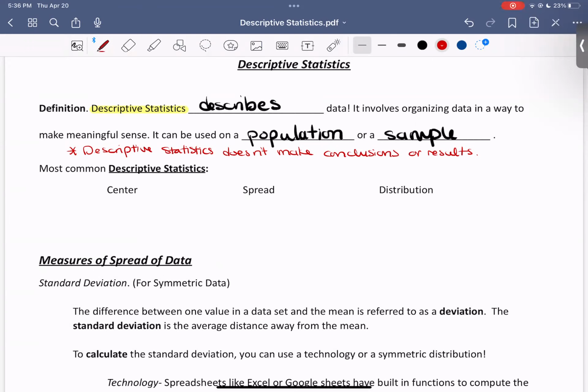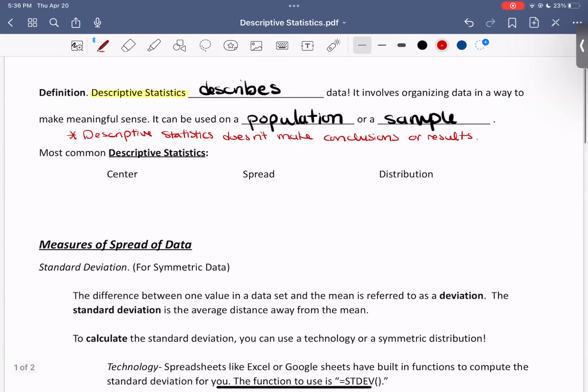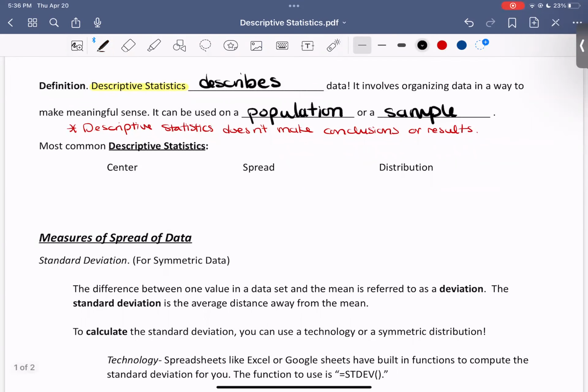All right, so what are some of the most common descriptive statistics, and what are some that we will see in this class? So the three main ways that we can describe data is its center, so where the most data occurs, or the middle data, the spread, how far apart the data is from each other, and then the distribution, so what the shape of the data looks like. So let's look at this in a little bit more detail.